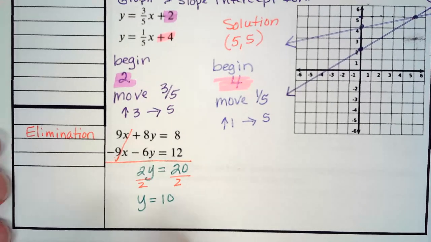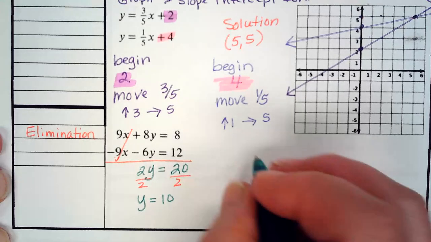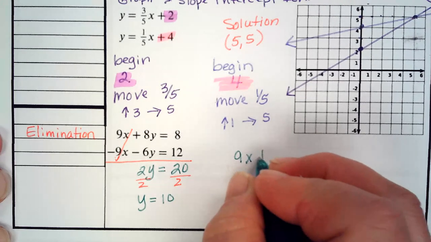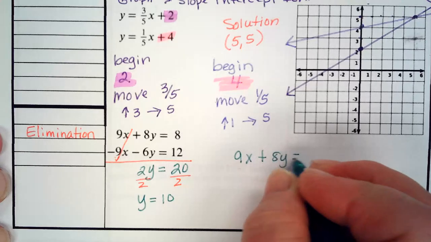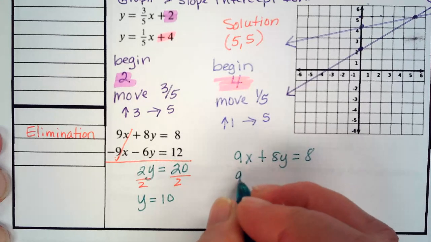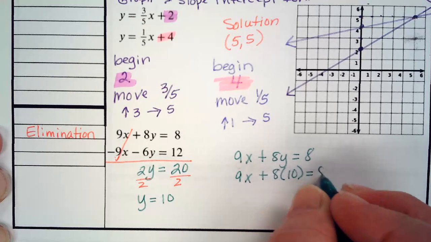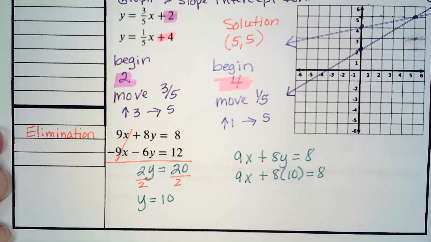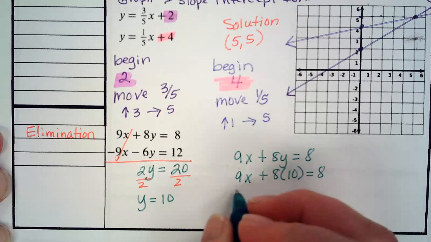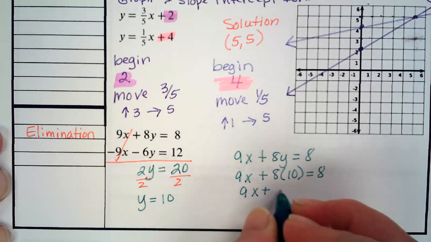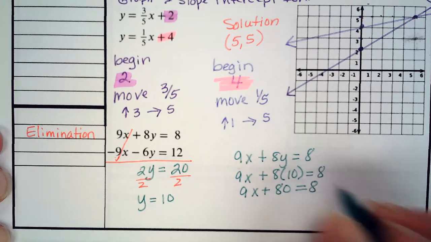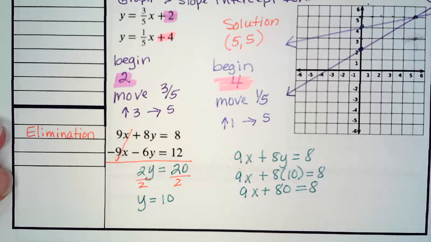Okay, now I can use either one of these two equations. Does it matter which one? Not really. So I'm going to choose to use the top one. 9x plus 8y equals 8. 9x plus 8 times 10 equals 8. 9x plus 80 equals 8. Now I can solve.